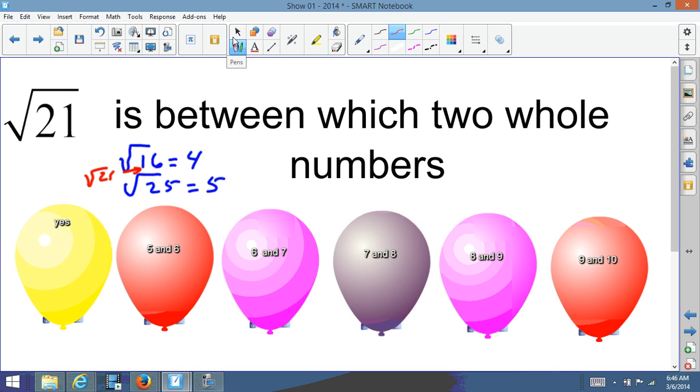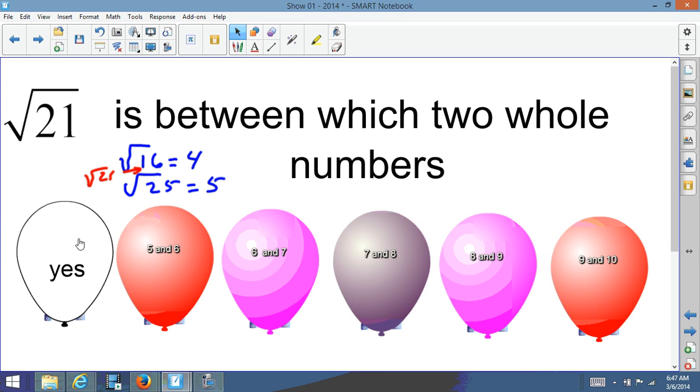So I know the answer must be 4 point something. If I had a calculator, I'd be able to do it, but I don't have to really do it because they want to know between which two whole numbers. So I'm going to pick 4 and 5, and that's my balloon. Yes, 4 and 5. So let's write that down there. 4 and 5.